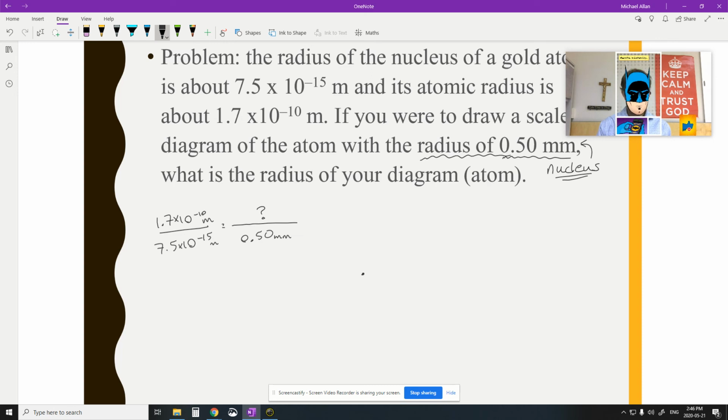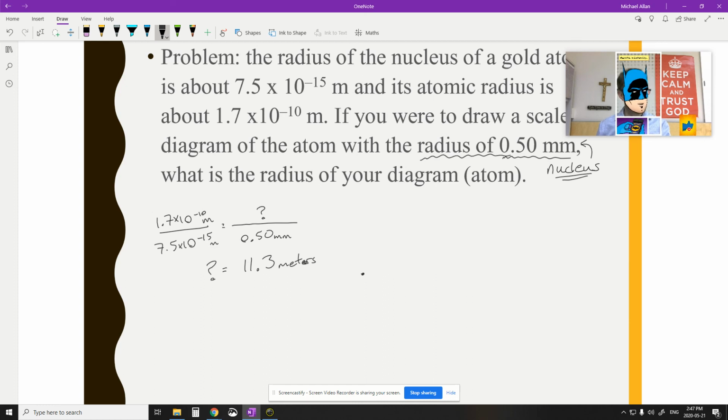1.7 times 10 to the negative 10 times 0.5 divided by, I'm actually going to change that into meters, 0.5 times 10 to the negative 3. Okay, so doing some cross multiplying and dividing here, I got the atom size to be 11.3 meters in size. That's quite a big difference.